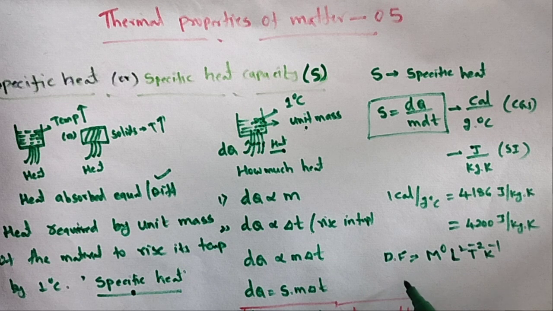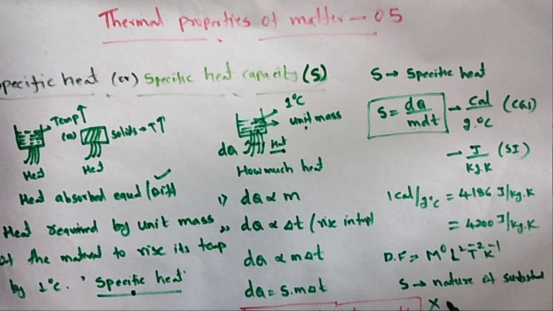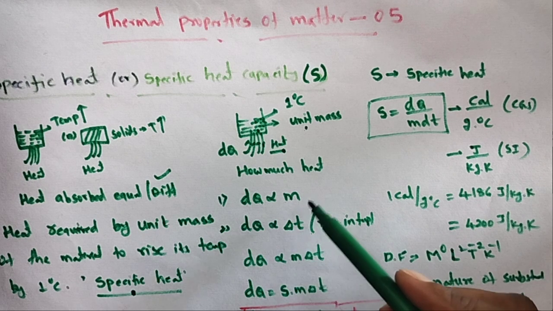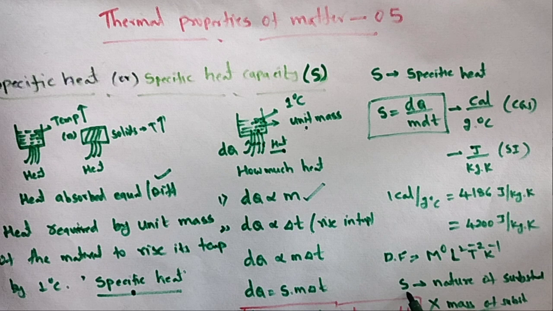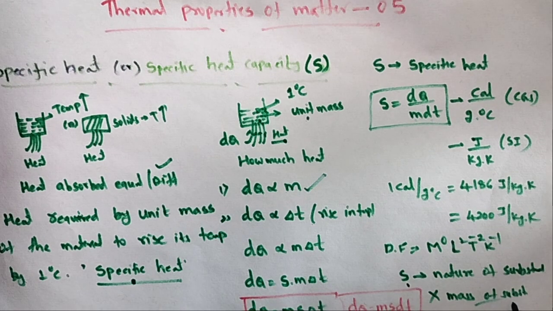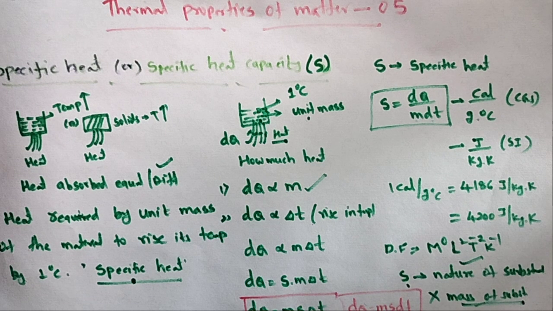Specific heat depends on the nature of the substance, but it does not depend on the mass of the substance. dq depends on the mass, but specific heat is independent of the mass and depends only on the nature of the substance.